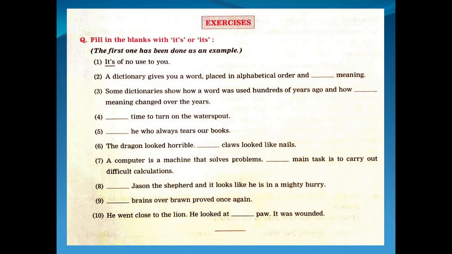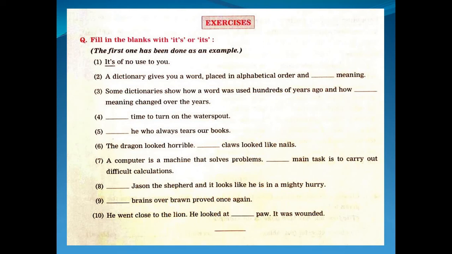Let us solve this exercise. Fill in the blanks with it's or its. The first one has been done as an example. It's of no use to you. If you are getting confused, you can use the full form of it's. Check your answer to see whether it is sounding correct. Now if here we use the full form, it is of no use to you. So it is sounding correct. So the first one is correct.